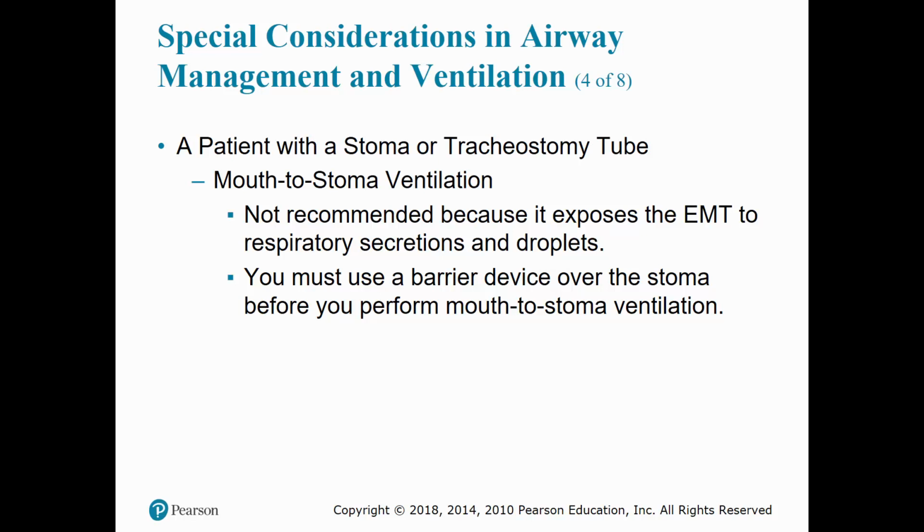It is preferable to use a bag valve mask device with an infant or child-sized mask to form a seal over the stoma. You follow the same procedures as for adult ventilation with a bag valve mask, but form the mask seal over the stoma instead of the mouth. If a BVM is not present and you have no other option, you must use a barrier device over the stoma before you perform mouth-to-stoma ventilation.